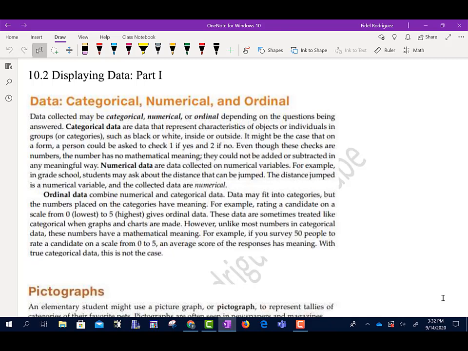Ordinal data combine numerical and categorical. Data may fit into categories, but the numbers placed on the categories have meaning. For example, rating a candidate on a scale from 0, which is the lowest, to 5, which is the highest, gives ordinal data. These data are sometimes treated like categorical when graphs and charts are made. However, unlike most numbers in categorical data, these numbers have mathematical meaning.